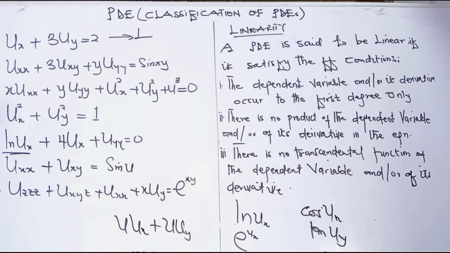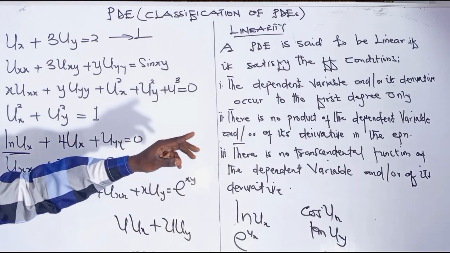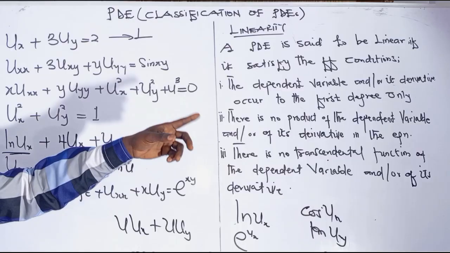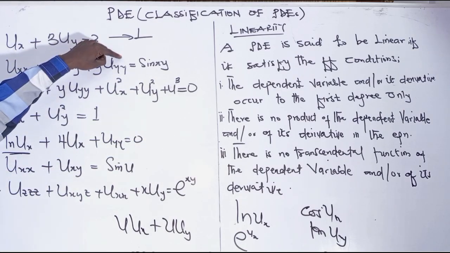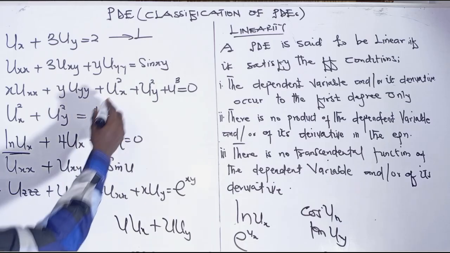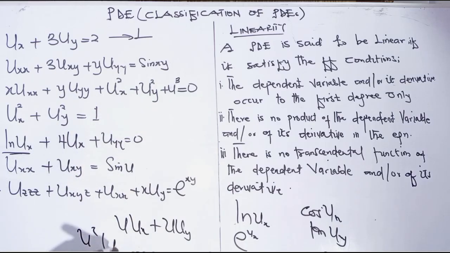Then let's look at example 2. We have the second partial derivative of the function with respect to x, plus 3 times the partial derivative of the function with respect to x and y, plus y uyy is equal to what? sin xy. So we can see that the first condition is also satisfied. The dependent variable and its derivative occur to the first degree only. There's nothing like u power 2 or u power 3. There's nothing of this form.